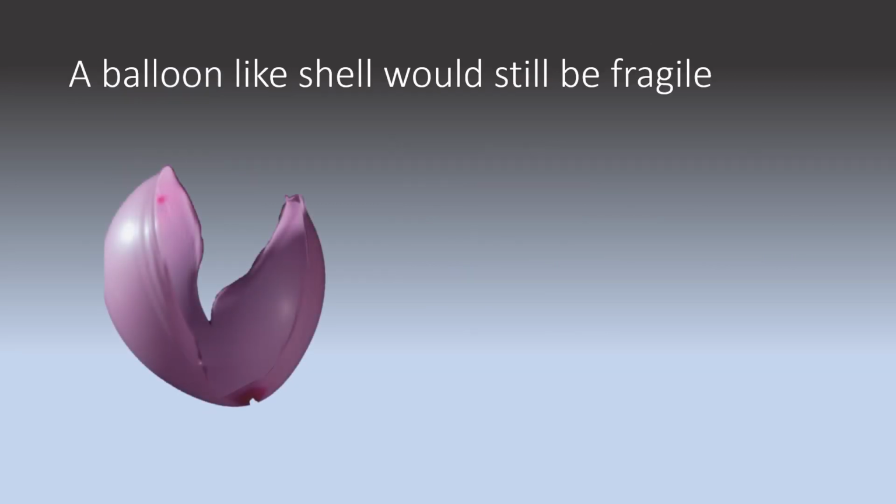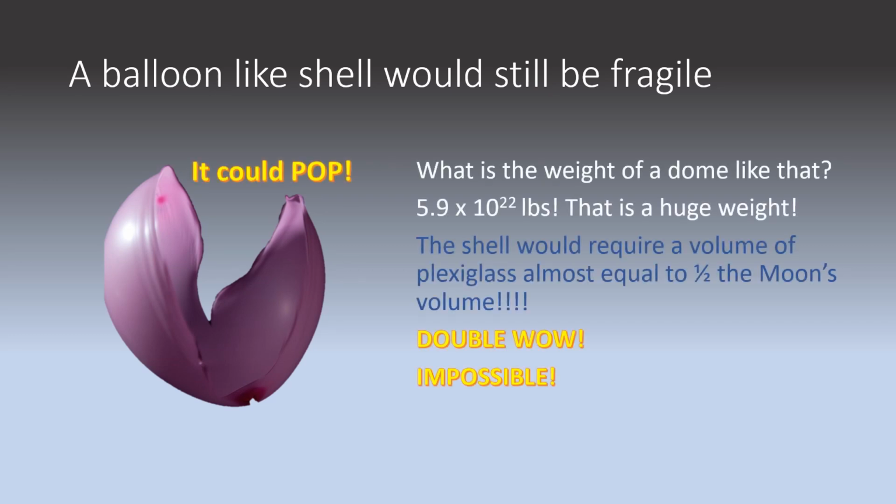A balloon-like shell would still be fragile. It could pop. What is the weight of a dome like that? 5.9 times 10 to the 22 pounds. That is a huge weight. The shell would require a volume of plexiglass almost equal to half the moon's volume. Double wow! Impossible.